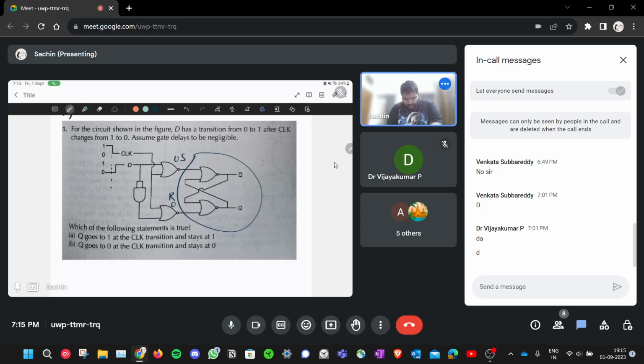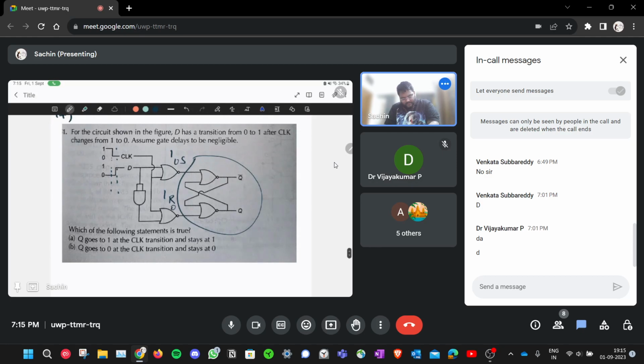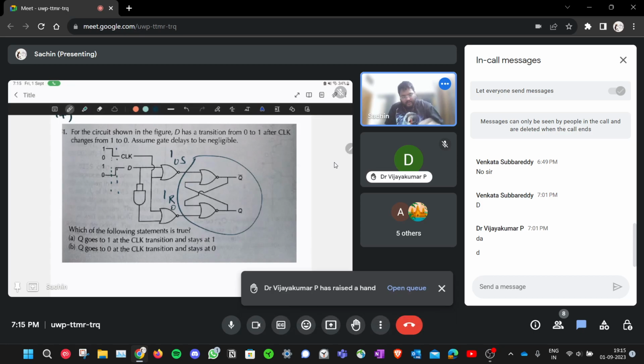Okay, let's figure out what will happen in the next part. Where both clock and D are low, the output of the NOR gate is 1 and 1. Again, this input is invalid, right? So that can't really be proper. The output would depend on your... yeah, Dr. Vijay Kumar, you can go ahead.